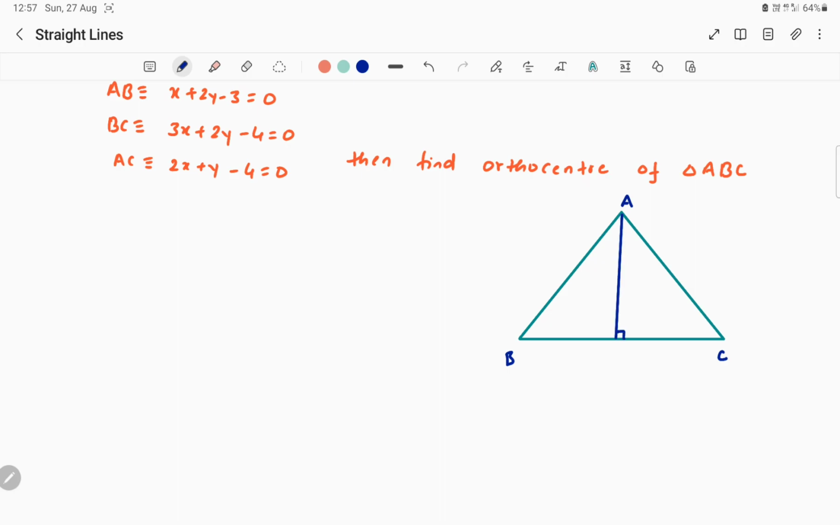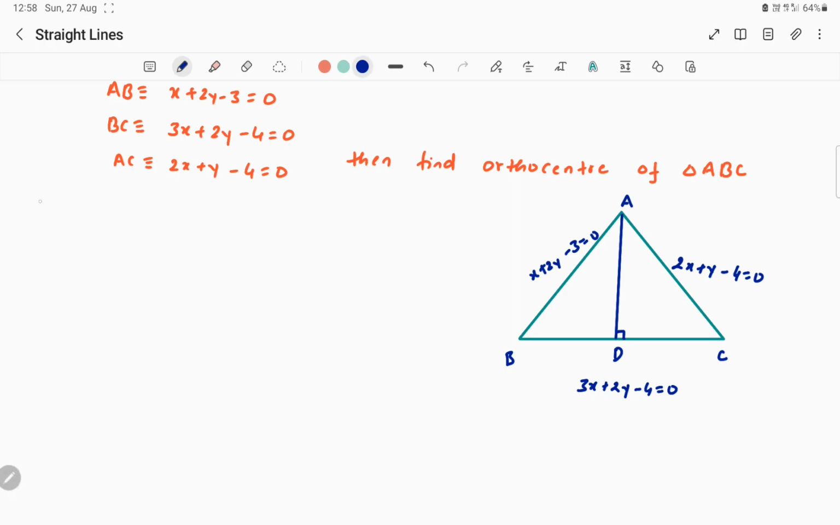Okay, now let's call this point D. So let me write the equations. AB is x plus 2y minus 3 equal to 0, AC is 2x plus y minus 4 equal to 0, and BC is 3x plus 2y minus 4 equal to 0. Now can you observe here that this line AD is passing through the point of intersection of AB and AC, right? So what we can do, we can bring the concept of family of lines.